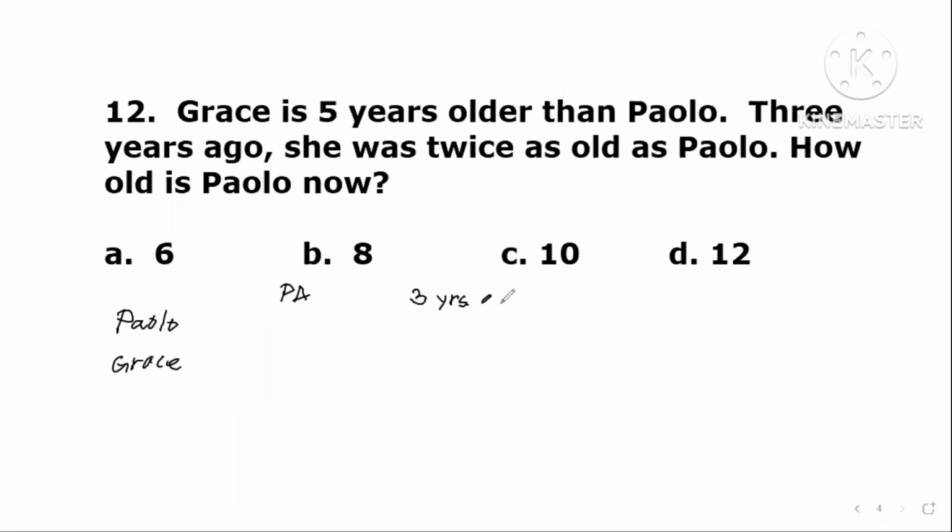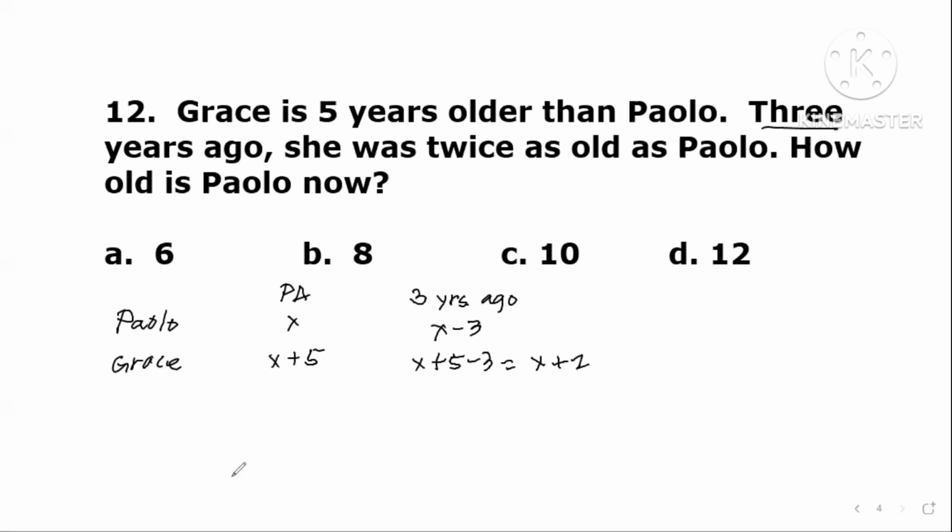3 years ago. If we denote Paulo's age by X, then Grace's age must be X plus 5 kasi mas matanda siya ng 5 taon. Now, 3 years ago, Paulo's age was X minus 3 kasi 3 years ago. And Grace's age was X plus 5 minus 3. Or, if we simplify, that is equal to X plus 2. Now, usually sa age problem, no, we use the first statement for the representation. And the second statement, which is this, no, yun yung gagamitin natin sa equation.